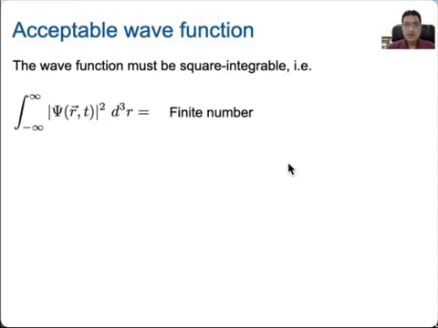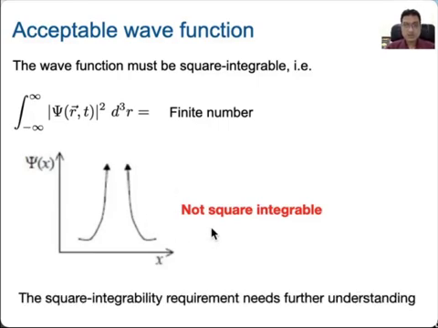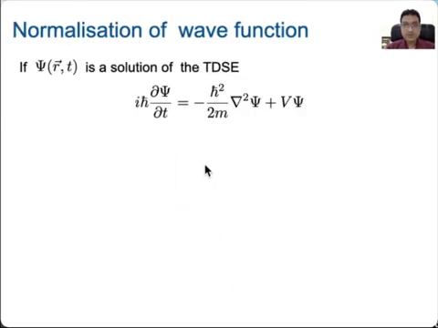Now, we have seen that the probability is supposed to be preserved. So the wave function must be square integrable. If you perform the integral of this quantity, it has to give a finite number. It's not supposed to be an infinite number. So for example, this wave function is also not acceptable because it is not square integrable. So let's talk about square integrability or normalization of the wave function.